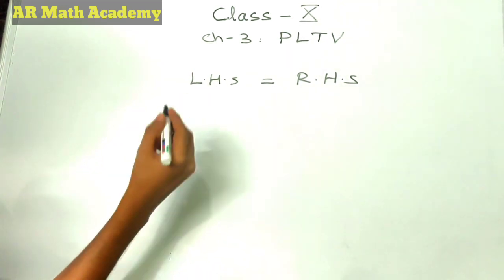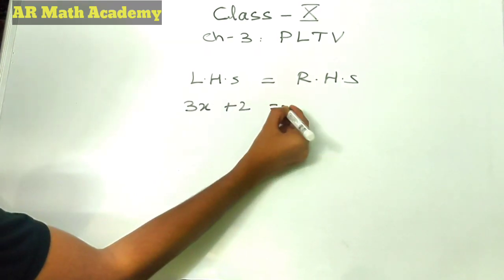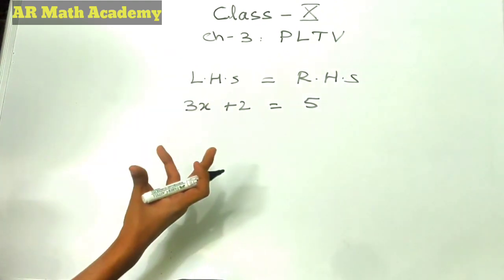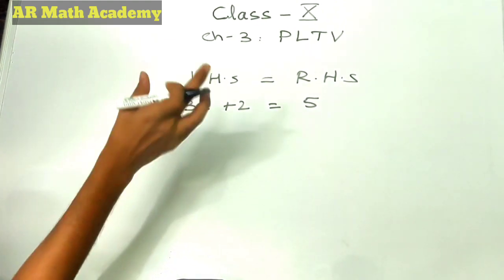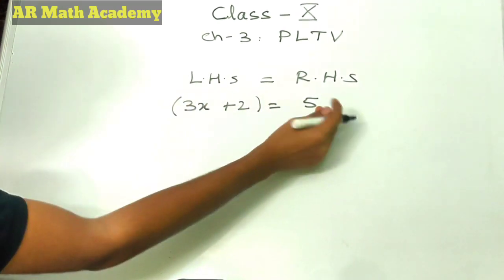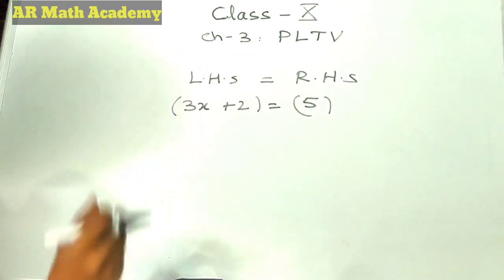So let us consider this equation: 3x + 2 = 5. Is this an equation? Absolutely yes. Why is this an equation? Well, this has a left hand side which is 3x + 2. This is your left hand side and your 5 is your right hand side. So this is a very good example of an equation.